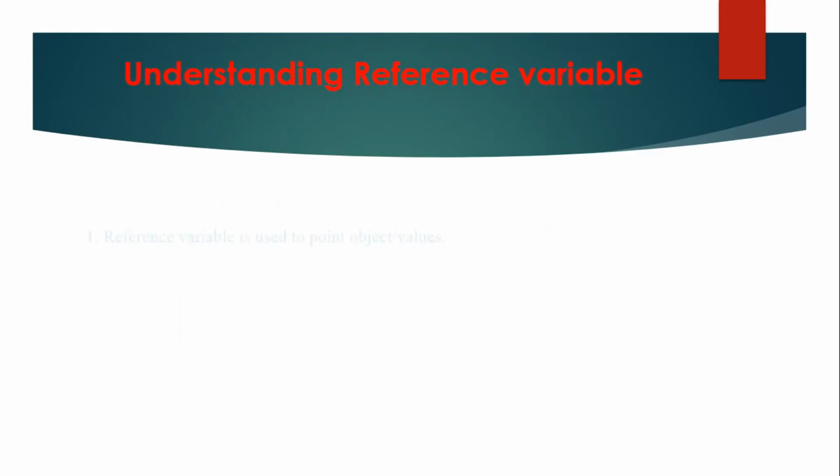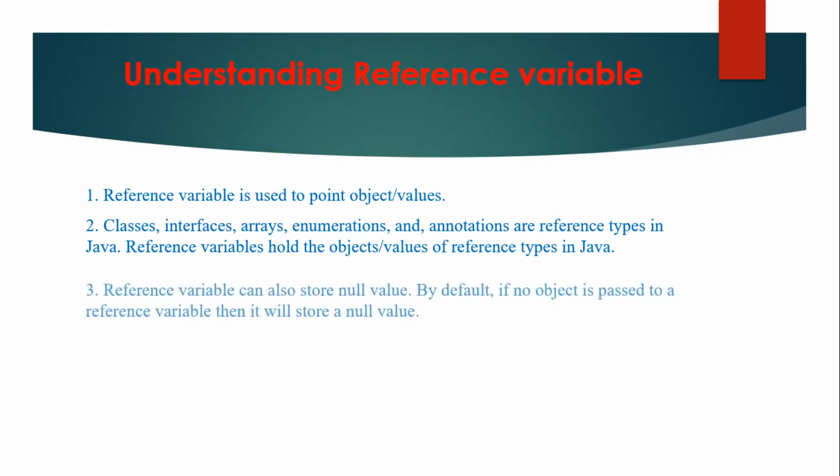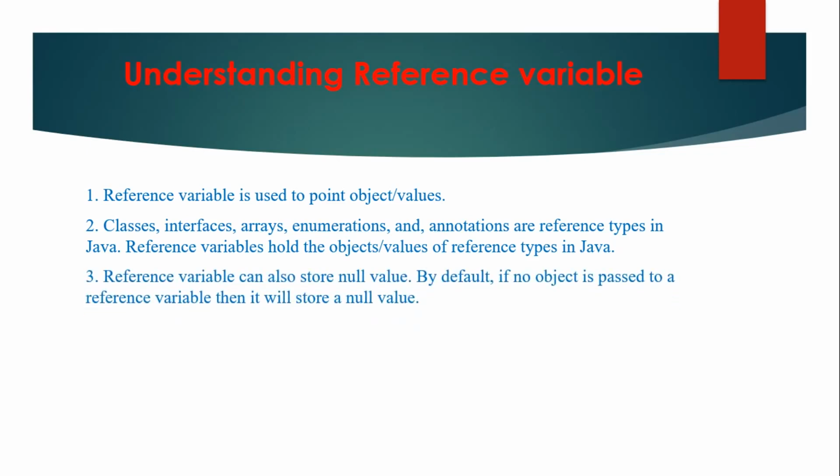Understanding reference variable. A reference variable is used to point to objects or values. Classes, interfaces, arrays, enumerations and annotations are reference types in Java. Reference variables hold the object or values of reference types in Java. Reference variables can also store a null value. By default, if no object is passed to a reference variable, then it will store a null value.